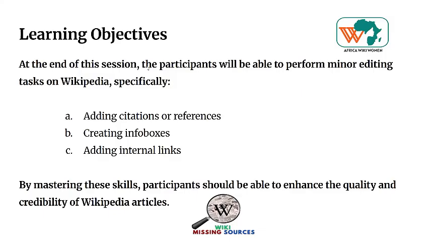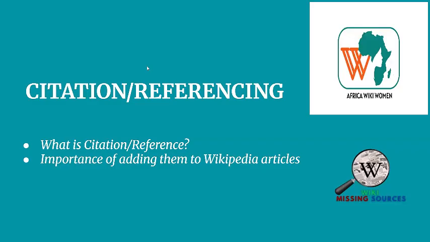So, creating info boxes. Once you see an article and it doesn't have a particular box that is easily identified, create an info box for that article, because I think some people would say it's an orphan. Adding wiki links as well, internal links to articles, will help readers to navigate from one page or related texts to another.